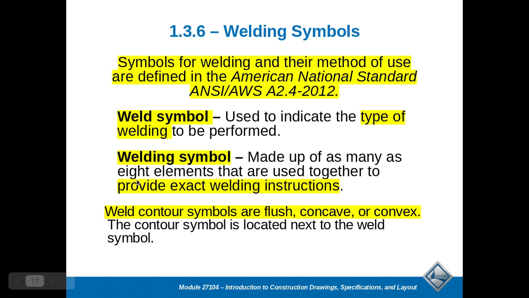It's going to be made up of as many as 8 different elements, or 8 different symbols, put together to give you the welding instructions. So weld is the noun that tells us the type of weld we're going to perform. Welding, these are our instructions for welding. And then there are 3 main types of weld contour symbols: flush, concave, or convex. The contour symbol is located next to the weld symbol.